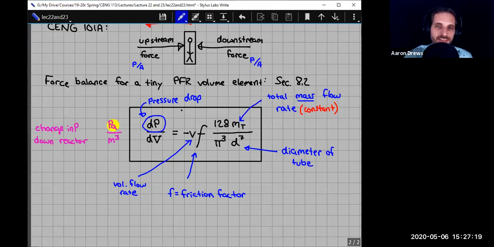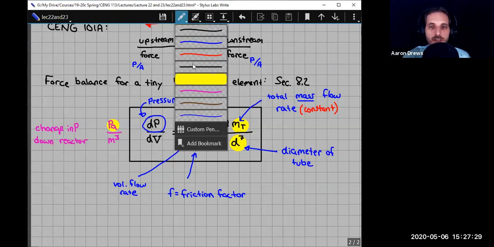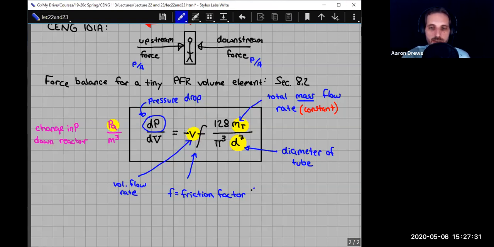But try to put a Pascal as your pressure unit, because you now have to watch the mass units on K, the length units on D, and the volumetric flow rate units over here. F, the friction factor, is dimensionless. 128 is dimensionless, pi is dimensionless. So your units have to end up looking like pressure per unit volume, so like a Pascal per cubic meter.